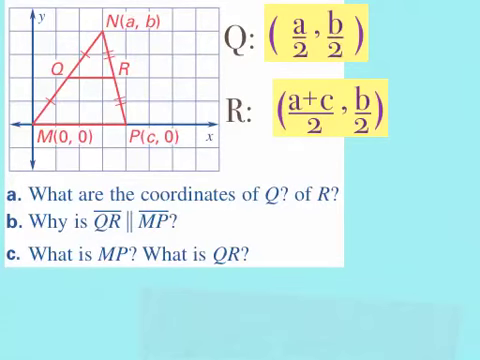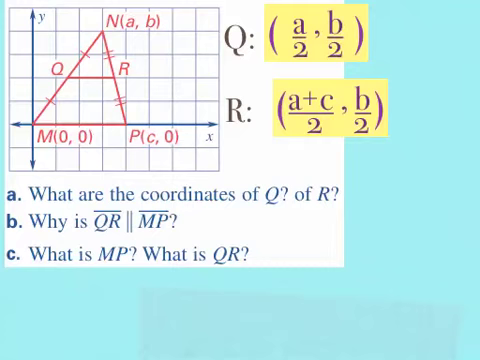The next question asks, why is QR parallel to MP? If you notice, QR would have a slope of 0 because it's a horizontal line, and MP would also have a slope of 0 because it's a horizontal line.